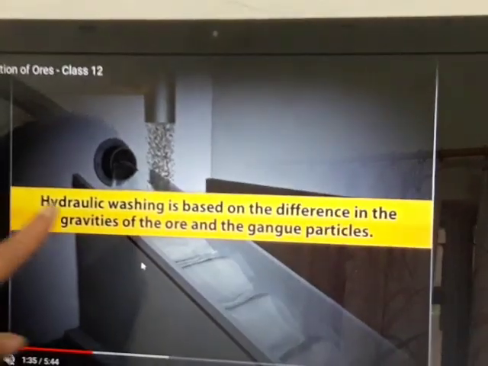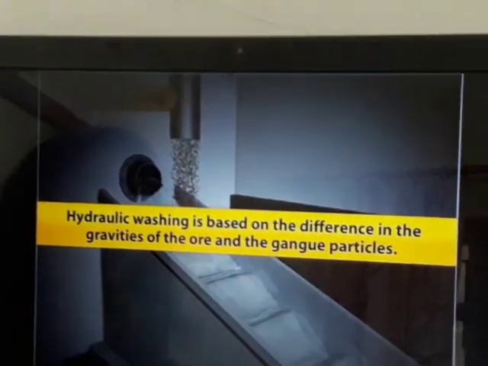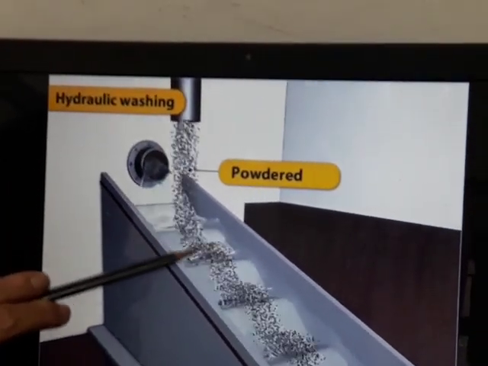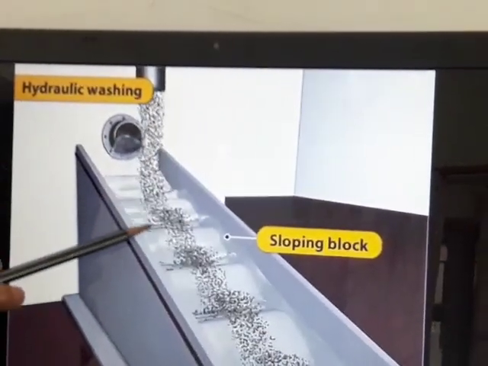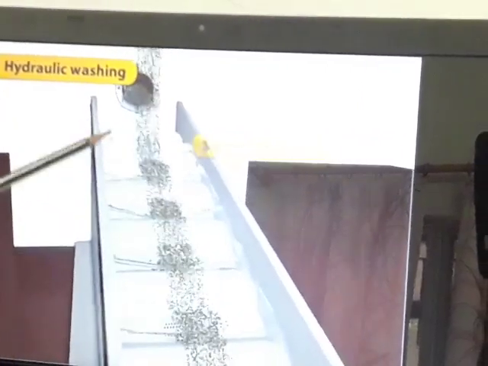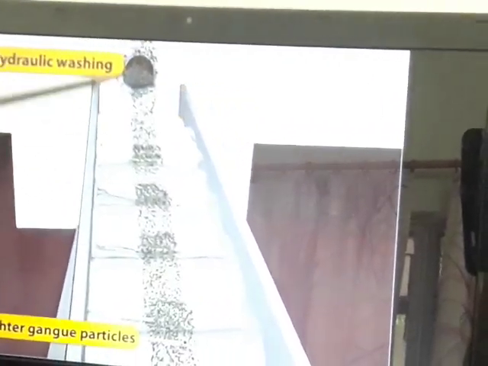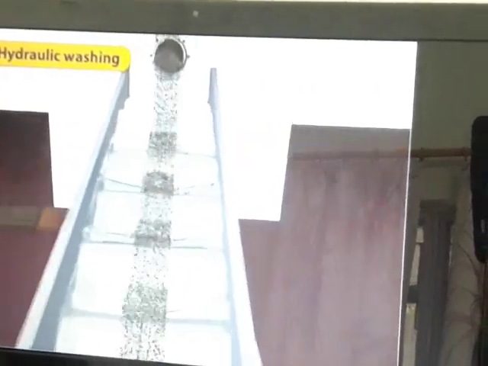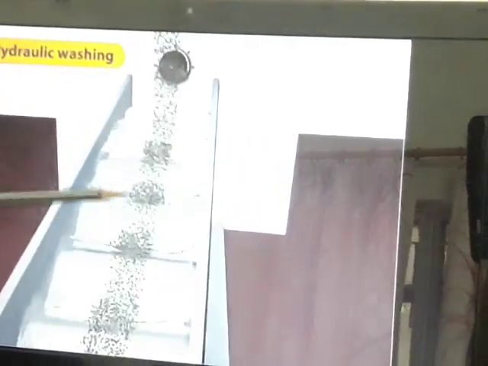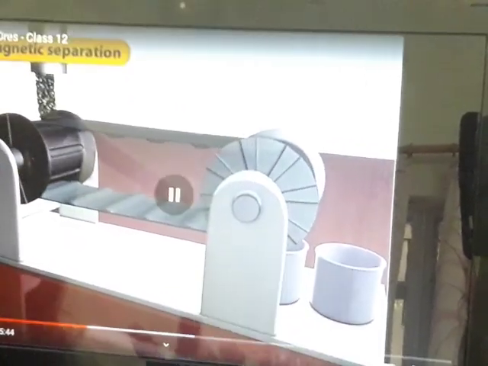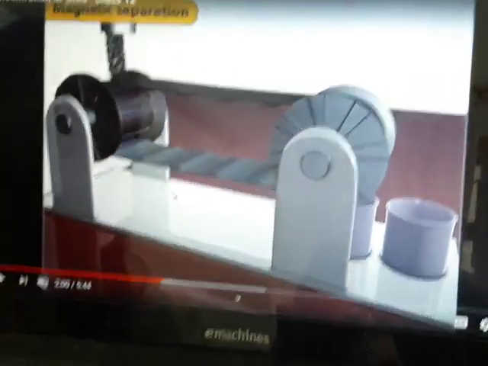How is it done? Hydraulic washing is based on the difference in the gravities of the ore and gangue particles. This is powdered ore, children, and this is the stream of water, and this is a sloping table. So with the stream of water, the ore particles are washed away. The heavier ore particles are left behind, whereas the gangue material is washed out.